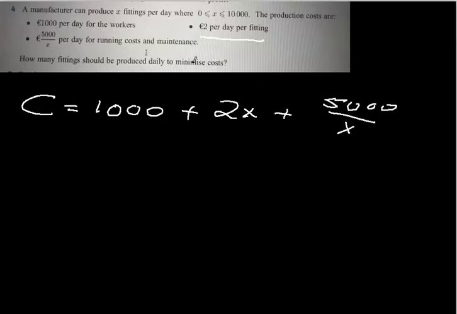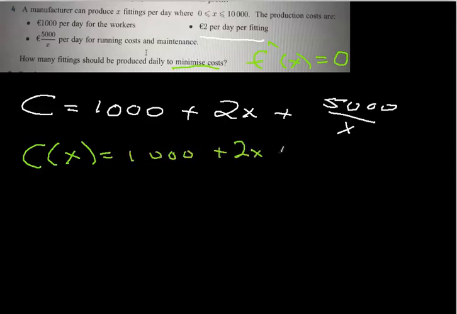If that's the case, whenever we want to minimize something, that means that your derivative should equal 0, and you have to solve for that. So this is my cost function. So I have c of x is equal to 1,000 plus 2x plus 5,000, and I'm going to bring this x up here. All right, so I have x to the minus 1. So I've cleaned up my cost function, so I'm ready to differentiate.